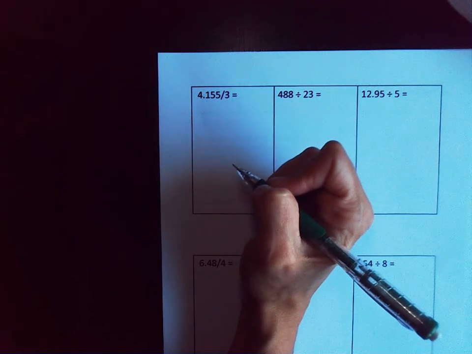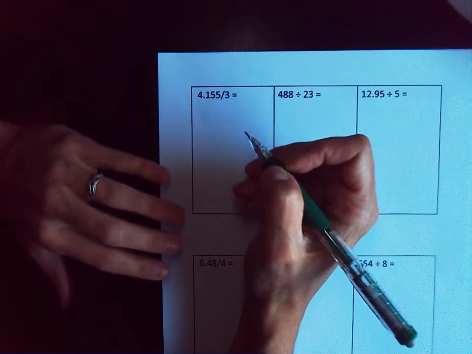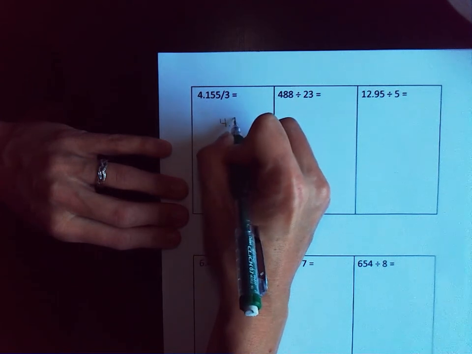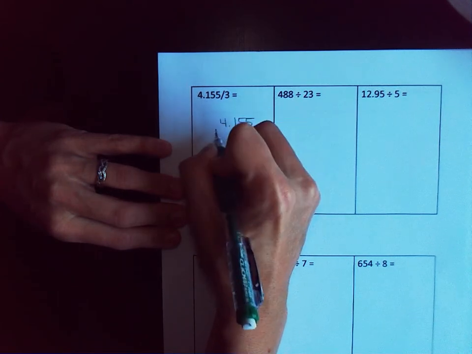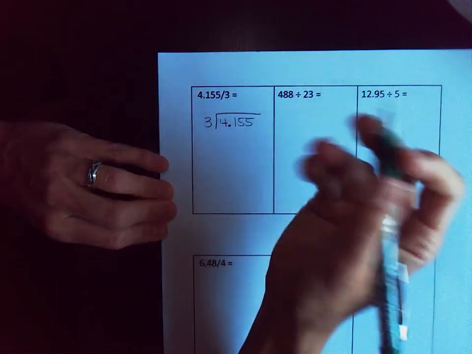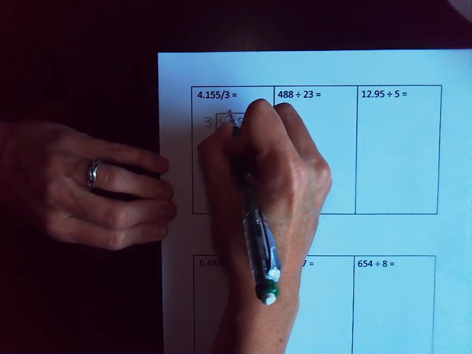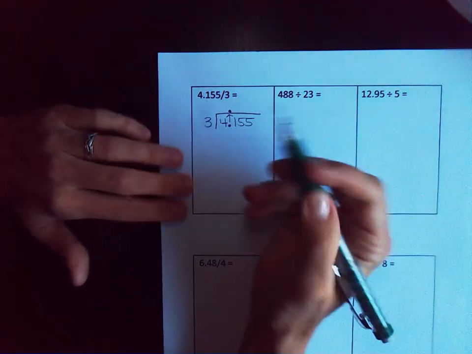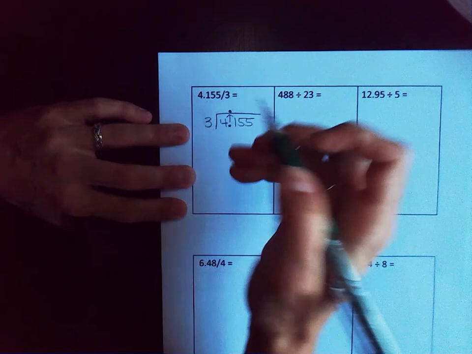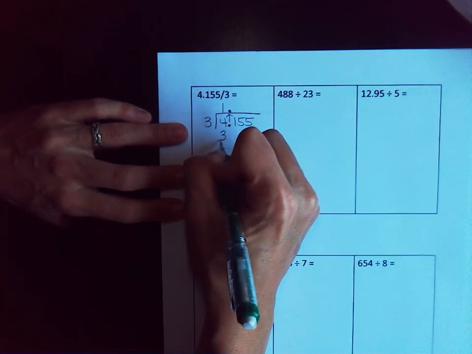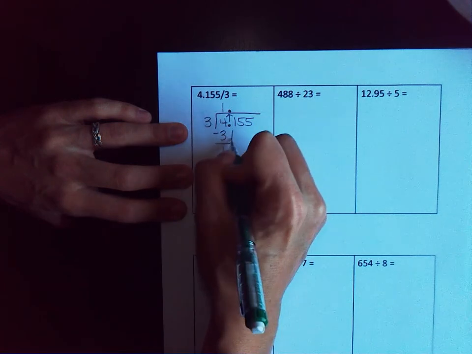All right, so this first problem, we're going to set it up just like any other long division problem. 1 and 155 thousandths divided by 3. First step I need to do so I don't forget, take that decimal point straight up in my answer. Now I'm going to go through my steps. Dirty monkeys smell bad. I need to divide first. 3 divided into 4 1 times. 3 times 1 is 3. I need to subtract and bring down.